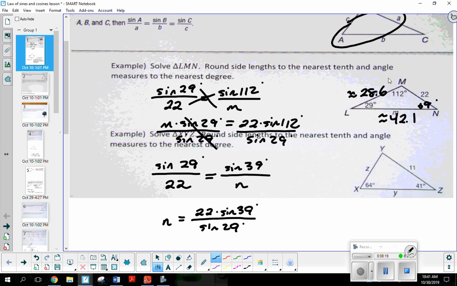But I would like to, at some point next week, also show you the derivation for how we get the law of cosines. That one's a little more involved. Okay, so any questions on how I set up the proportion, how I solved for a missing side length, anything? All right, well, let's try another one.